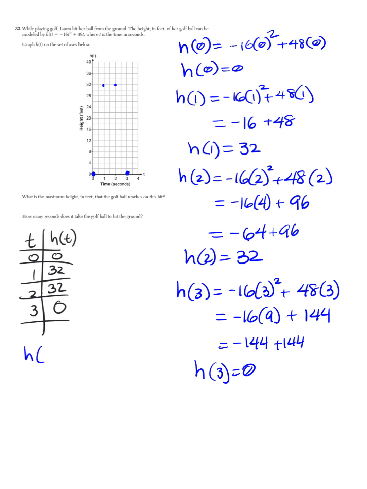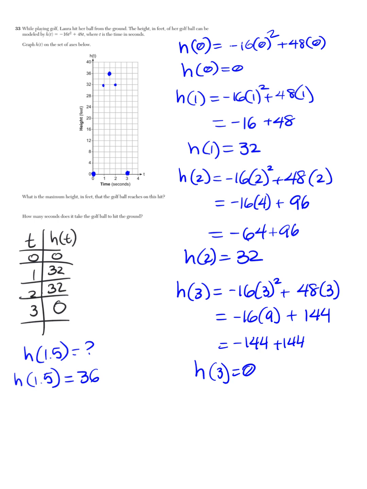But what happens at 1.5 seconds? What happens between 1 and 2? It's not a flat line, it's a curve, right? So we want to figure out what happens at 1.5. We figure that out by plugging it in, and that's equal to 36. And then we plot that point.